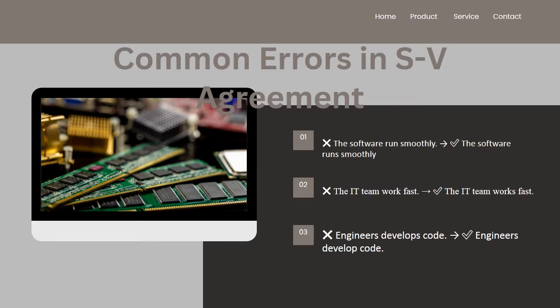Many students make small but important mistakes in agreement. Remember, singular subjects take singular verbs when the subject refers to he, she, or it. The software runs smoothly, not run. Okay? Also, collective nouns like team are singular in English. We say the IT team works fast. Paying attention to these details makes your technical writing more accurate and professional.